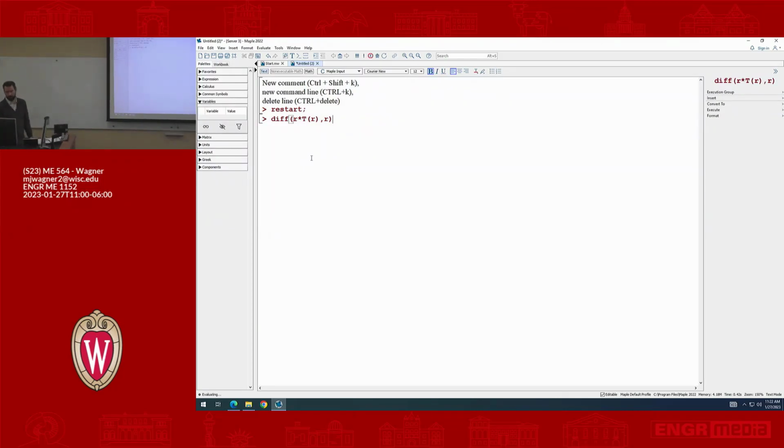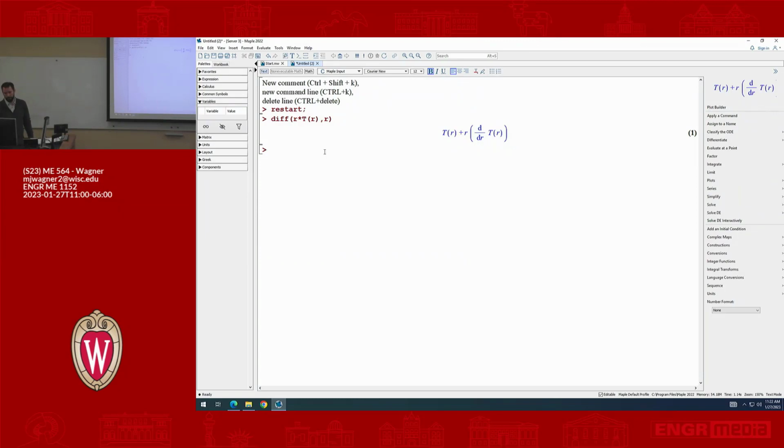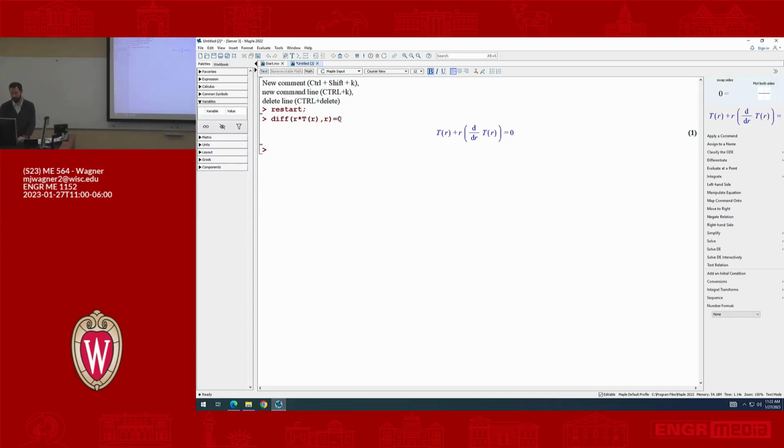So first let's see how this looks. Okay, I've typed this in. It has interpreted what I wrote as this, which is an equivalent way of writing that derivative, just using the chain rule. Okay, so that's fine. We want this to be equal to 0. So again, I do that.